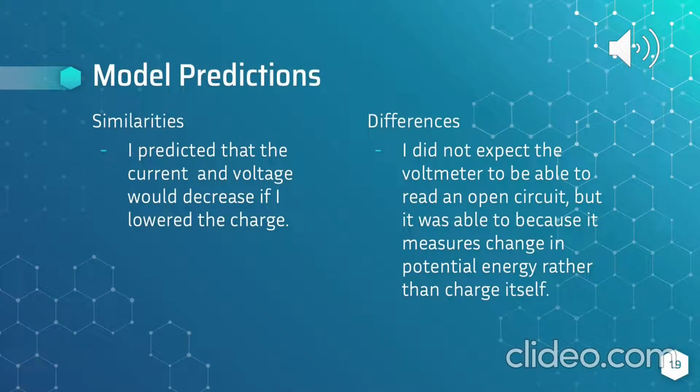Going back to my model predictions, one thing I was correct about was that the current and voltage would decrease if I lowered the charge. I hypothesized this because of their shared relationship in the energy conservation equation. And one thing that I did not expect to happen in the experiment was the voltmeter to be able to read an open circuit. This was because when I plugged the ammeter into the open circuit, it did read 0. However, it was able to have a measured value because it measures change of potential energy rather than charge itself.